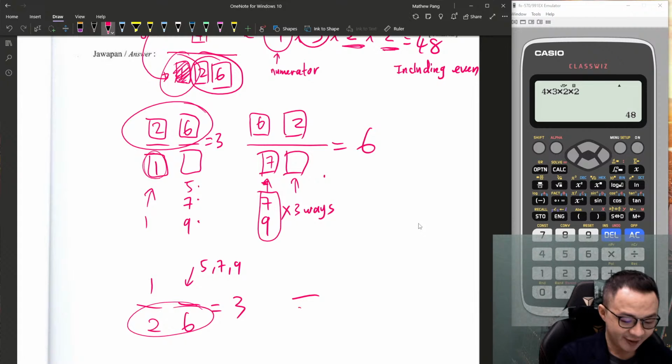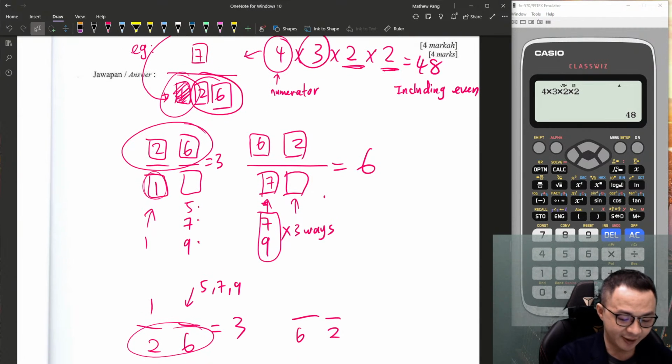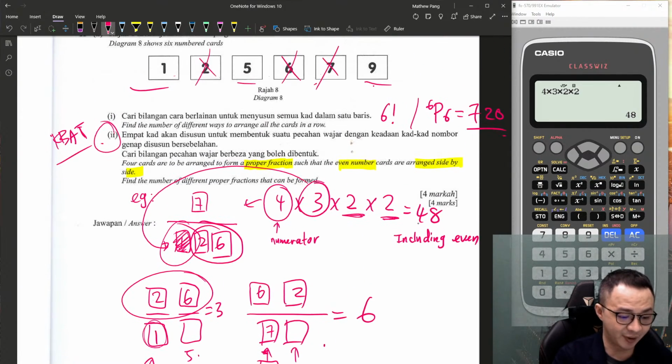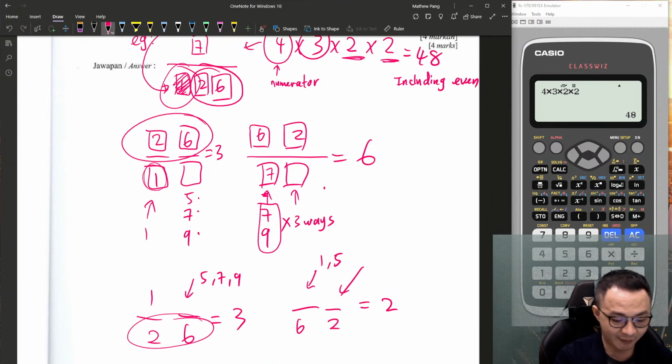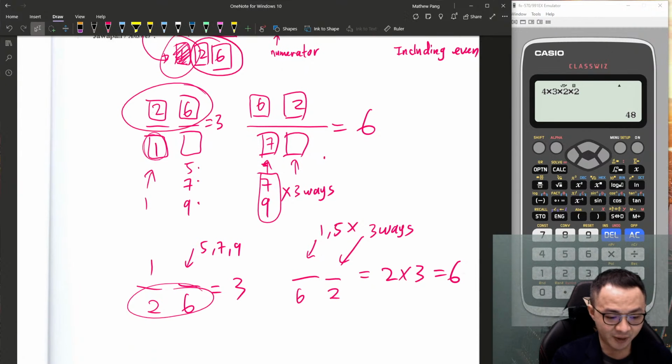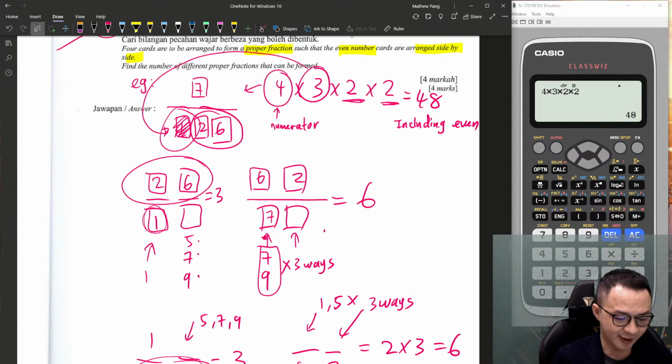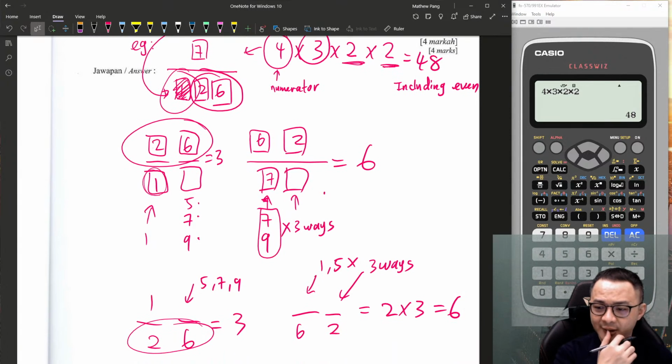But what if the bottom is 6 and 2? Then the top must be smaller than it. So for the top here, it must be smaller than it, which is either 1 or 5, which is 2-way. And after I put 1 or 5, I still have 3 numbers, because 2 numbers, use 1 number, still have 3 numbers. So this is 3-way, so you multiply by 3. So this one will be 6. I believe this is all the possibilities I can get here. Is there any other option I missed here?